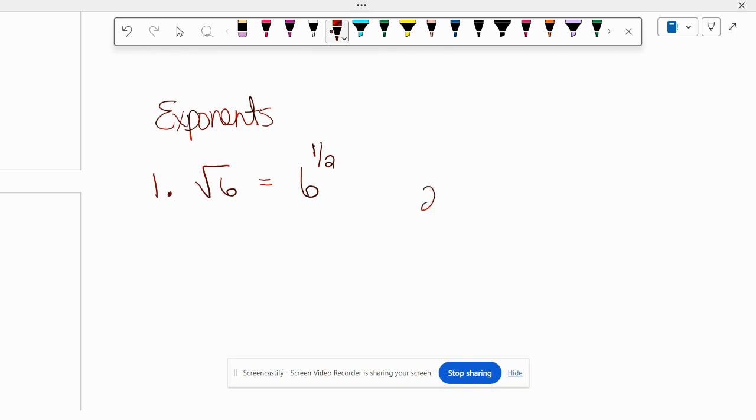Number 2. The square root of 11x is the same thing as, you guys notice that the whole term 11x is underneath the radical, right? So that means that the whole term has to be raised to the power of 1/2. So you have to put it in a parenthesis. 11x to the power of 1/2.